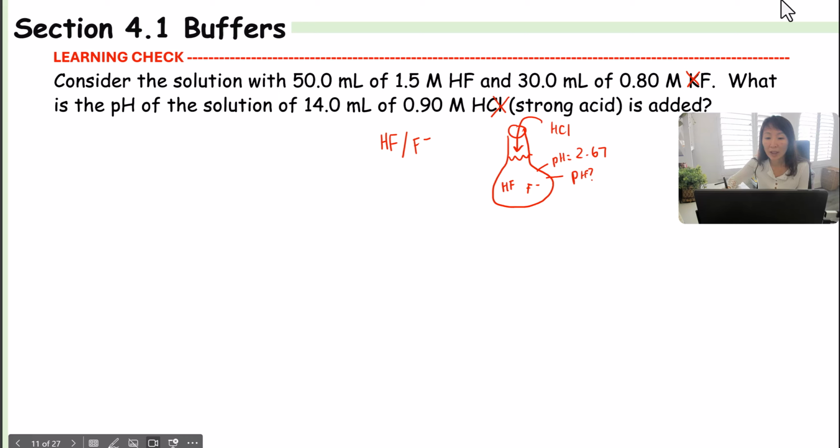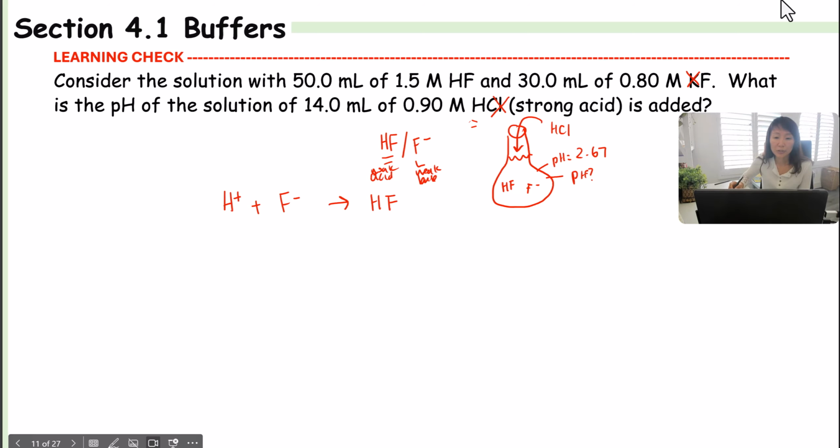So we have H that's going to be interacting with something. Which is it going to react with, the weak acid, or is it going to interact with the base? Acid will always interact with the base, which is F minus. And so this will form HF.